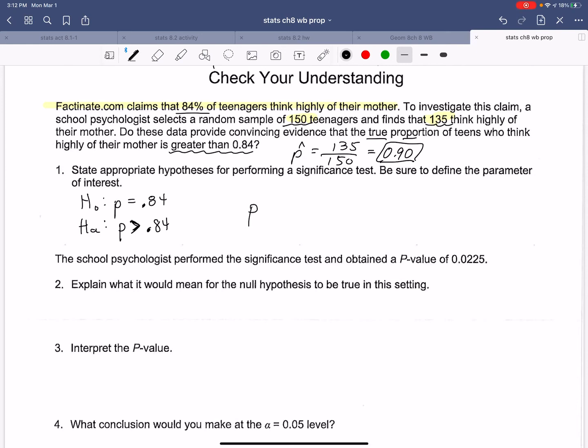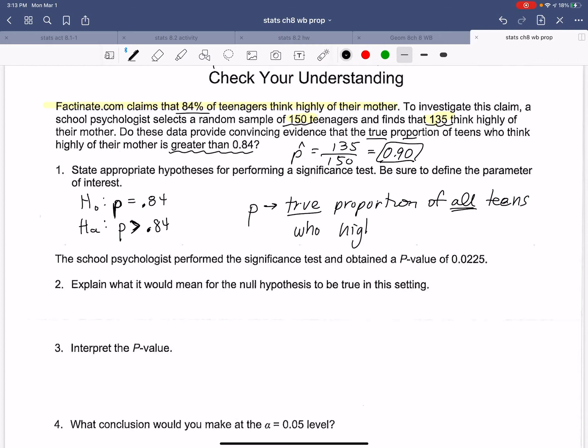What is p? Well, we have to define this with context, right? We can't get full credit unless we add in context. And notice I've written nothing on my paper about teenagers and mothers, right? So p is the true proportion of all teens who think highly of their mother.